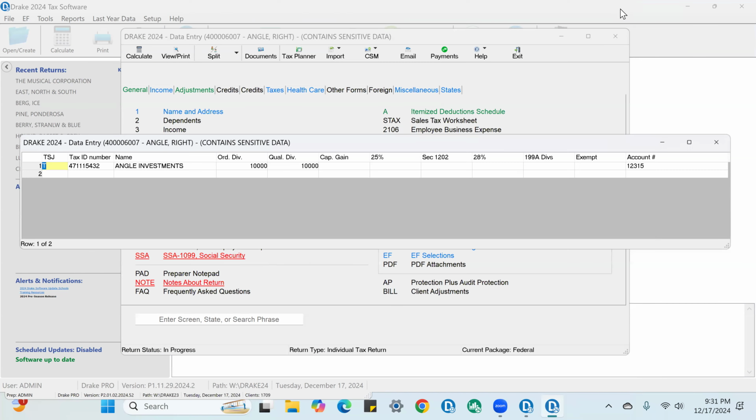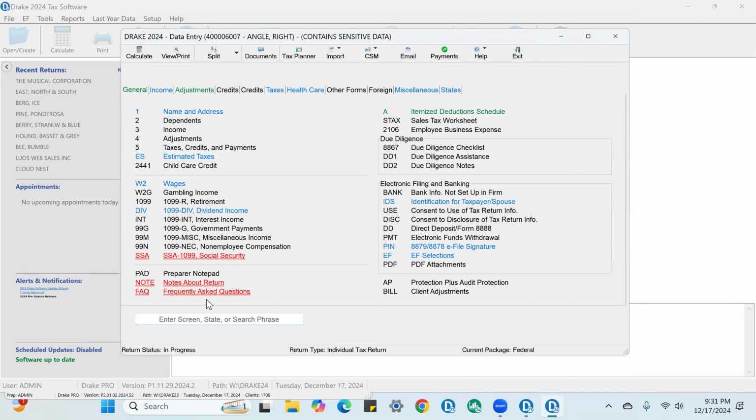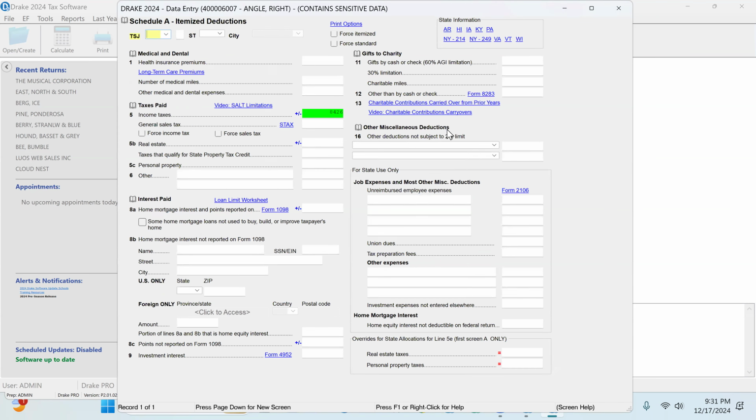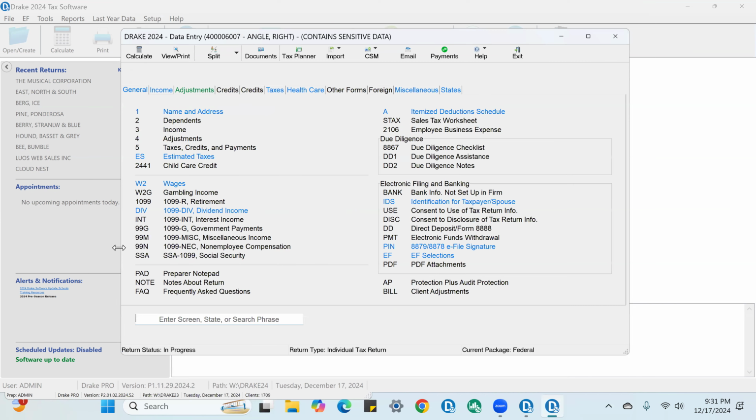So I close this one, and then like here. Well, this is just a follow-up. He is not going to use a Schedule A because there's no mortgage interest or property tax. The standard deduction is the best way to go. Okay, so as far as this first tab, General, we're done. And then we go to the second tab.